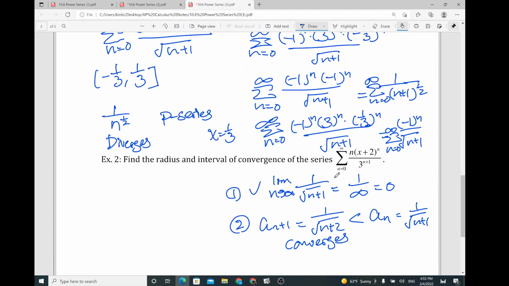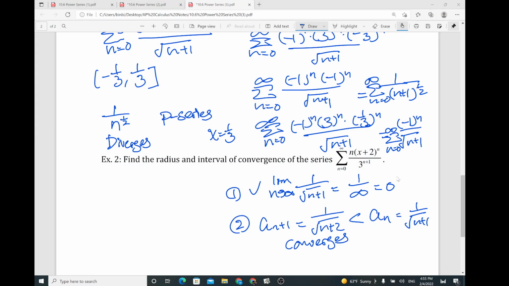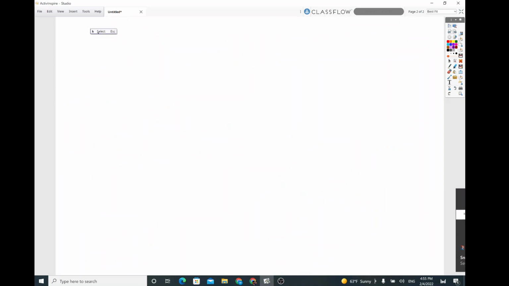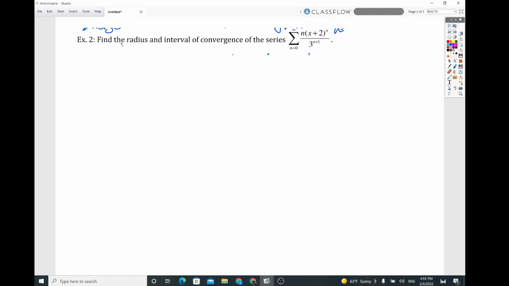Okay, so now let's check the next one. Find the radius and interval of convergence of the series n times (x plus 2) to the power of n over 3 to the power of n plus 1. Now let me take this one to the ActiveInspire. For the radius of convergence, again follow through the steps. Anything that's related with n, we just want to use the ratio test.